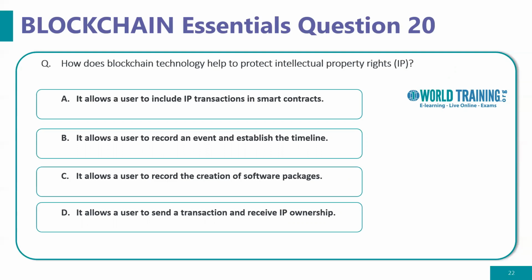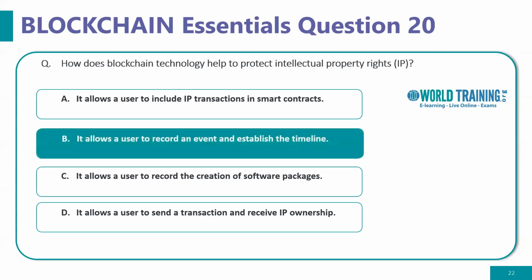So let's look at it. Option B is the correct answer because blockchain allows you to record the transaction and have the timestamp associated with it as well. So option B is the correct answer. That's how you can use blockchain technology to protect the IP of the organization or individual.